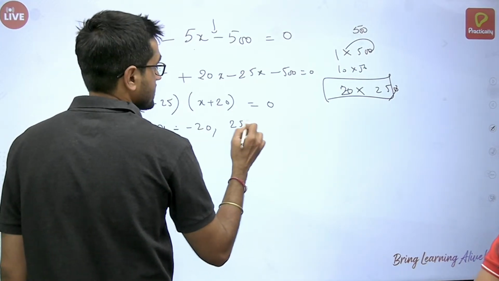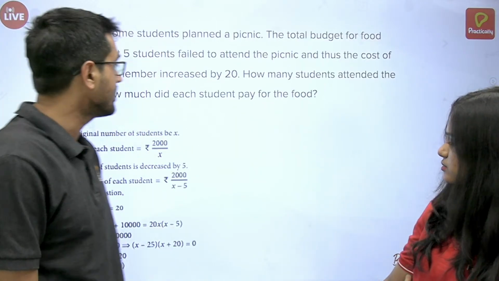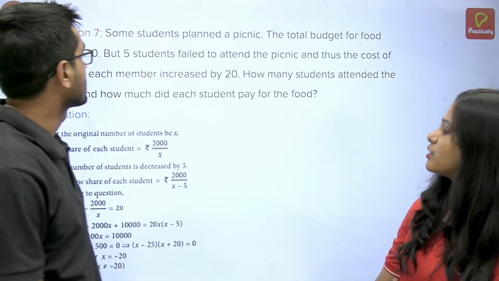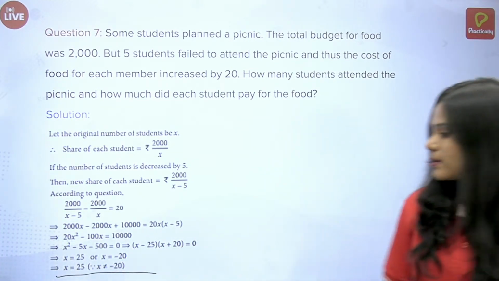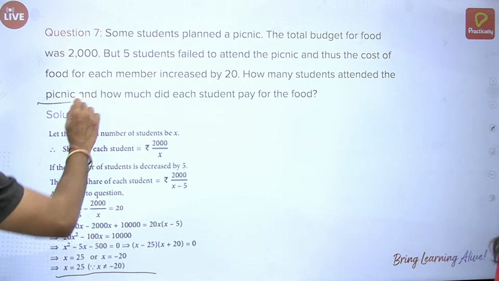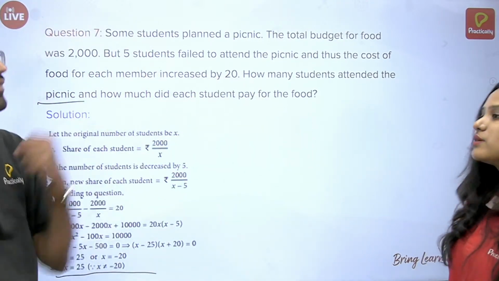Oh, she missed it. She missed the sign. Srijani, there should have been 25 people. Yeah, 25 people. So how many students attended the picnic? How many attended the picnic? Right, 20. Why? Because 5 left out.